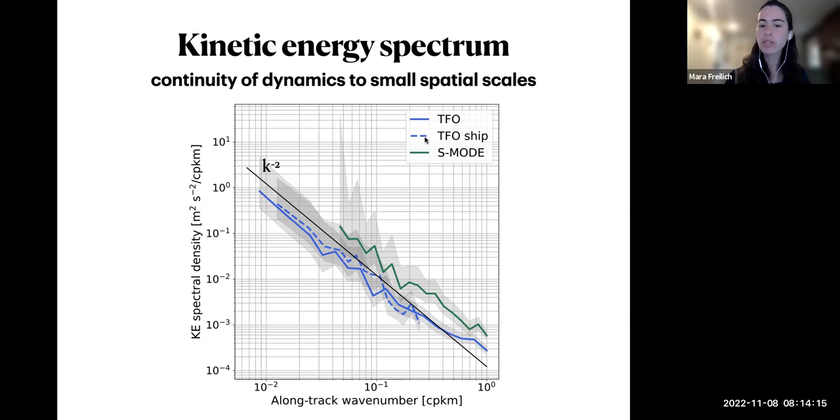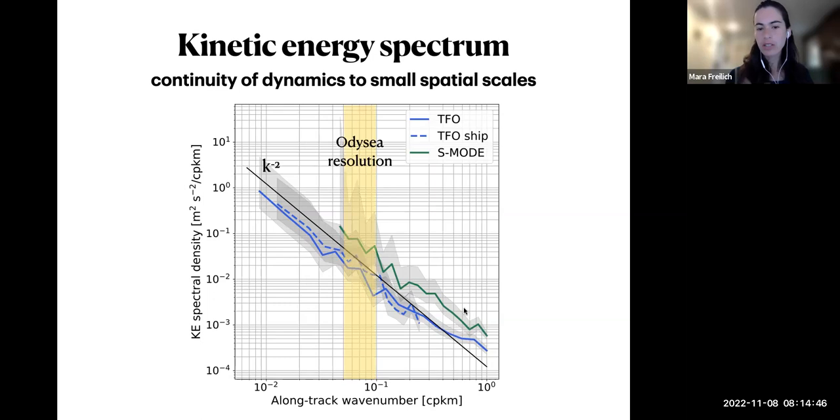And during TFO, we also had ship-based observations, where the ship was under the line of the aircraft. And so we can compare the observations from the top ADCP band on the ship to these aircraft observations in the upper ocean, and we see that those spectral slopes are also very consistent with each other. But the aircraft observations DOT-Viz allow us to extend to even smaller scales, so even farther into the submesoscale range.